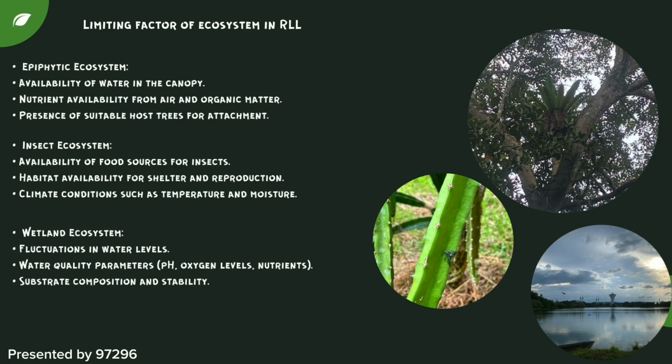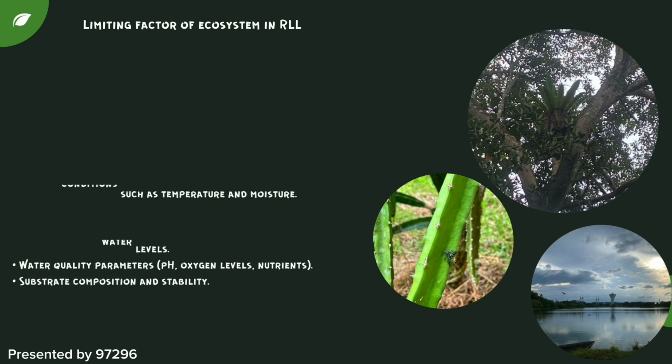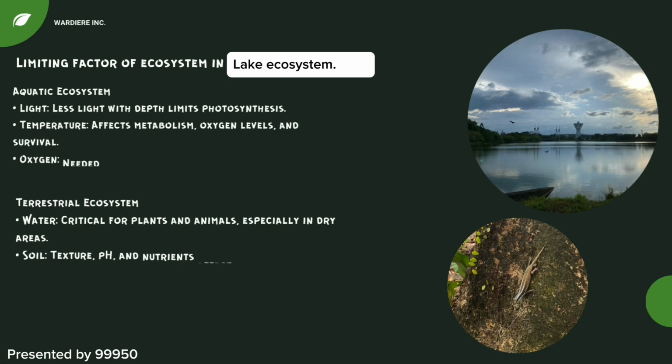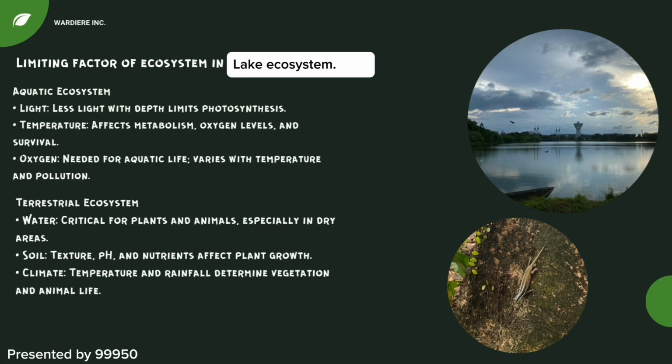Water quality parameters such as pH, oxygen levels, and nutrient availability can be limiting for certain species. Substrate composition and stability influence plant establishment and habitat availability for aquatic organisms. A factor for the aquatic ecosystem is light. Less light with depth will limit photosynthesis. Temperature can affect metabolism, oxygen levels, and survival.